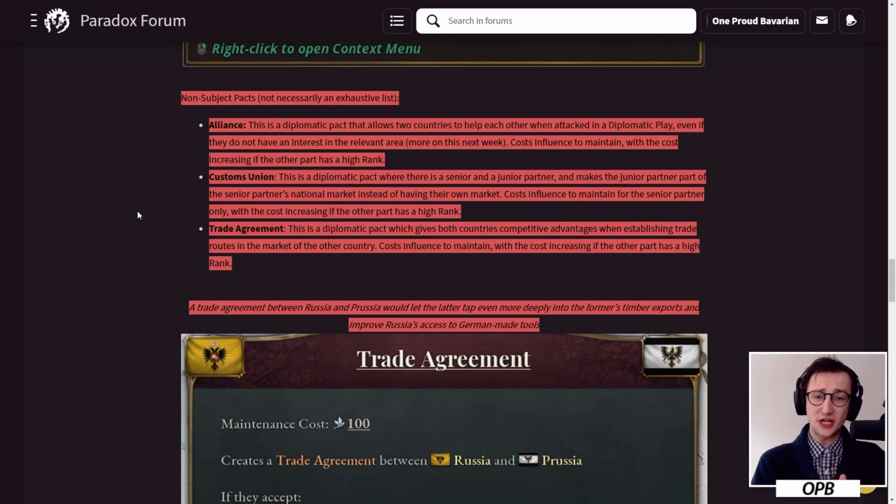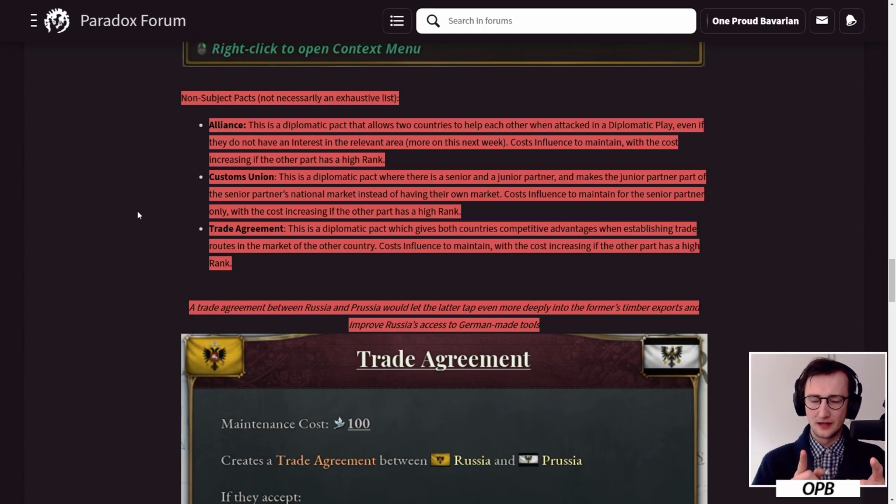Then we have non-subject pacts, not necessarily an exhaustive list, as always. Alliance, this is a diplomatic pact that allows two countries to help each other when attacked in diplomatic plays, even if they do not have an interest in the relevant area. More on this next week, very interesting. Costs influence to maintain, with the cost increasing if the other part has a high rank.